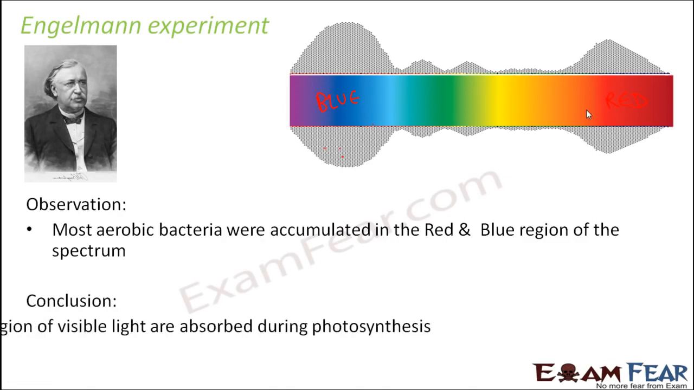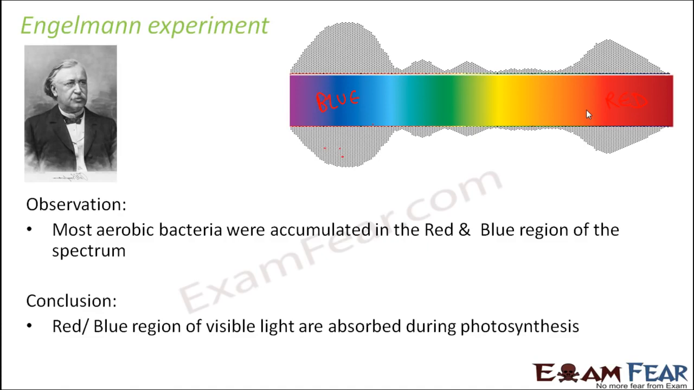So what was the conclusion? That the red and blue regions of visible light are absorbed during the process of photosynthesis. Now one more thing, when I started this Engelmann experiment, I told you that the electromagnetic spectrum not only consists of visible light, it also consists of other radiations like the microwaves, the radio waves, the infrared radiation, ultraviolet radiation. So please remember that for photosynthesis, plants utilize only the visible light. And in visible light also, the red and the blue regions are absorbed mostly.